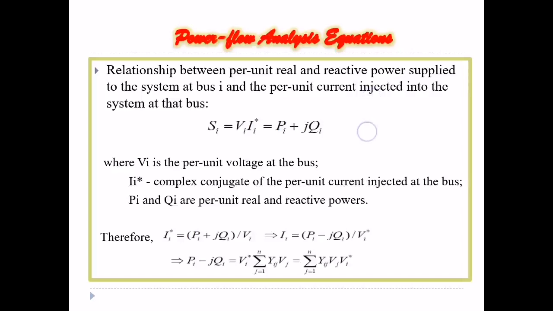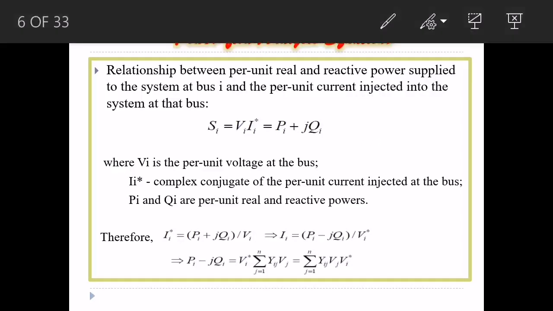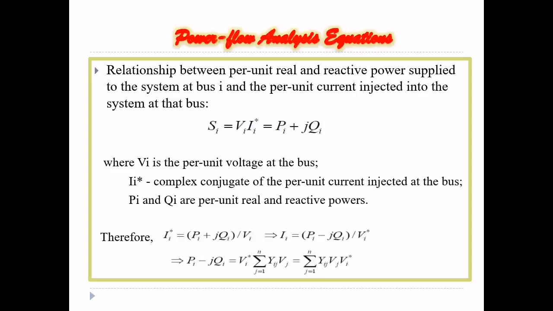Now, power flow analysis equations. In these equations, as all of you know, the complex power Si, that is the power injected into the ith bus, is Vi times Ii conjugate: voltage multiplied by the complex conjugate of the current. Same thing you can write as Pi plus jQi, in real and imaginary components, that is Vi Ii conjugate equals Si.